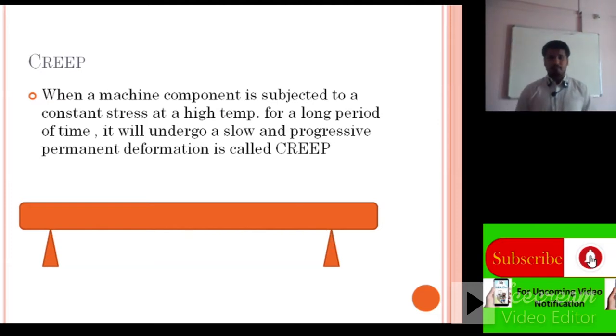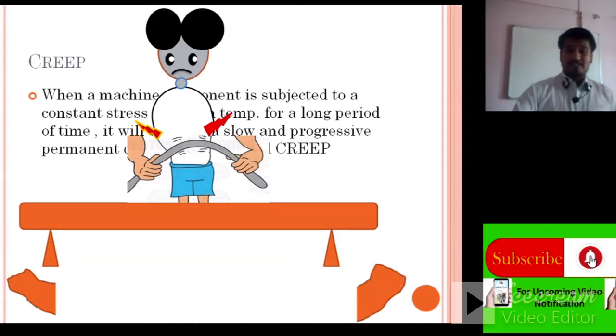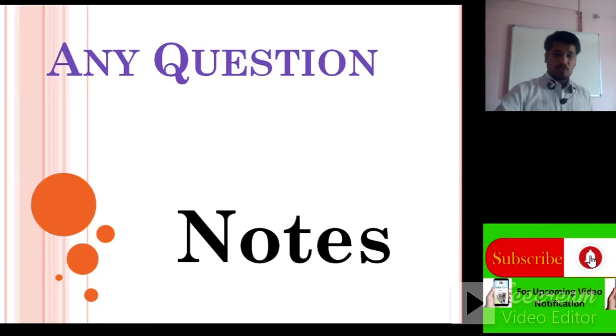To understand that concept, we will take one example. As this figure shows, it is a simply supported beam, and on that beam we put a constant load at high temperature for a long time. Okay, after a certain time the material or the beam gets deformed into a permanent shape, and this property is known as the creep property.